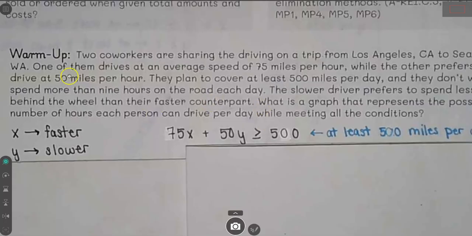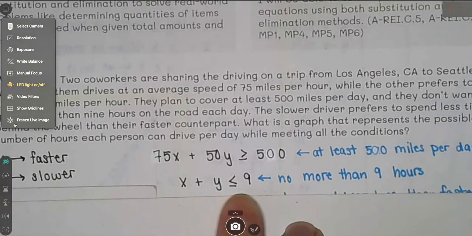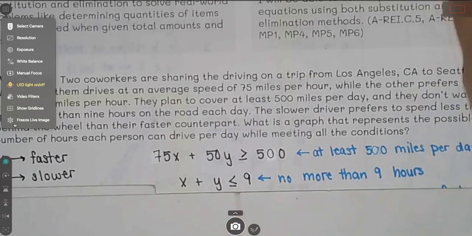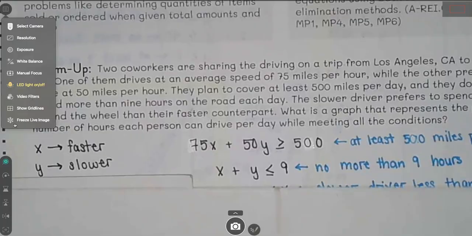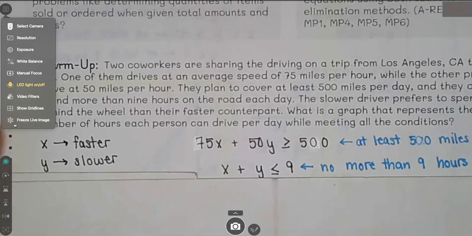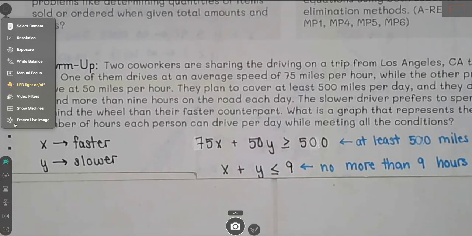So they don't want to spend more than 9 hours on the road each day. So x plus y must be less than or equal to 9. Does that make sense? Any questions on how we got x plus y is less than or equal to 9?